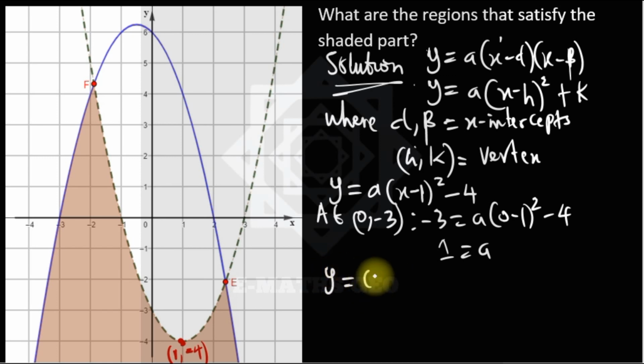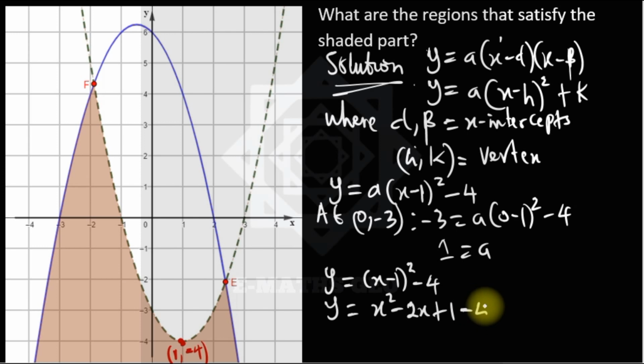So we have our curve as y equals (x minus 1) squared minus 4, with no need of writing 1. We can expand further, which is x squared minus 2x plus 1 minus 4. So we have y equals x squared minus 2x minus 3. So that's the equation of this dotted curve. That's the first step.